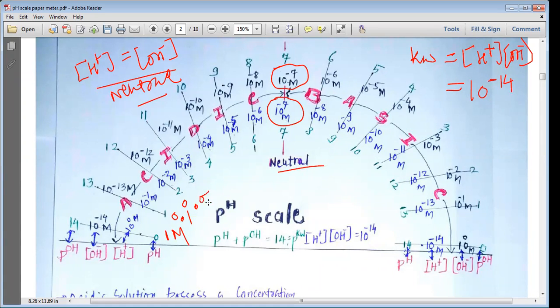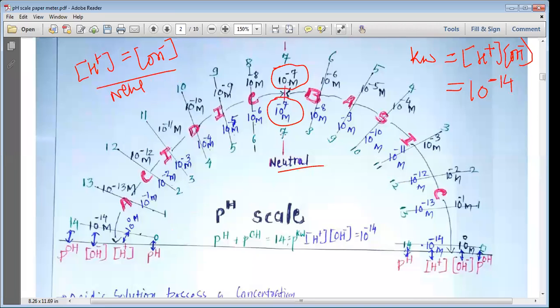This is 0.01. This is 0.001. This is for 3. Same with 0.0001. This is 4. 0.00001. This is 5. So as the concentration is decreased by 10, the pH is increased by 1.